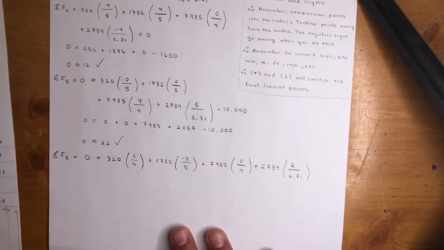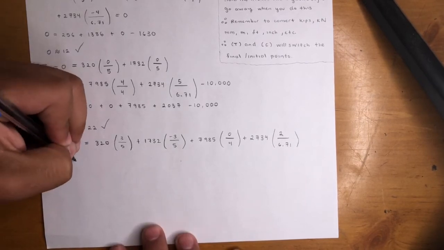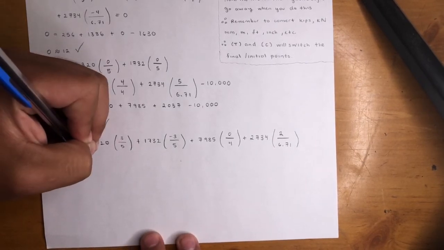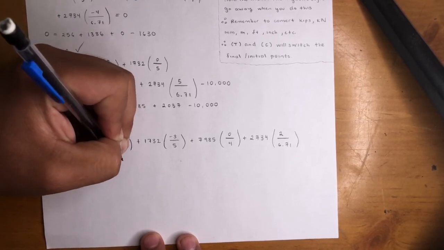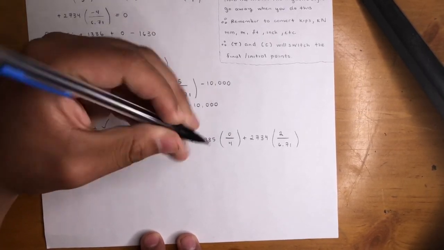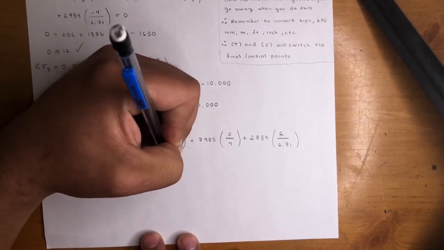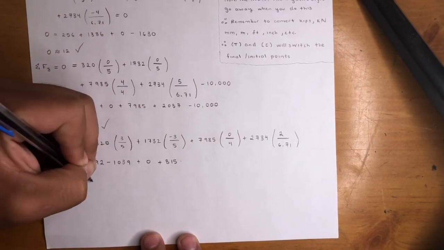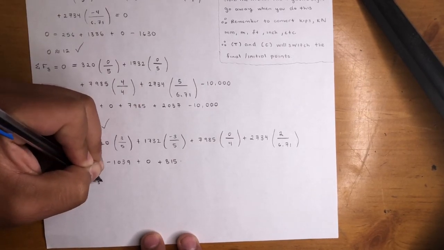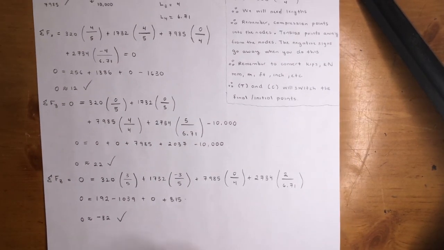We're done with this paper, so we can go ahead and solve it. 0 is equal to 192 for the first one, minus 1039, that's 0, plus 815. If you do the math, 0 is approximately equal to -32, and that checks out. That's pretty close, just rounding errors. But hopefully you understood it.